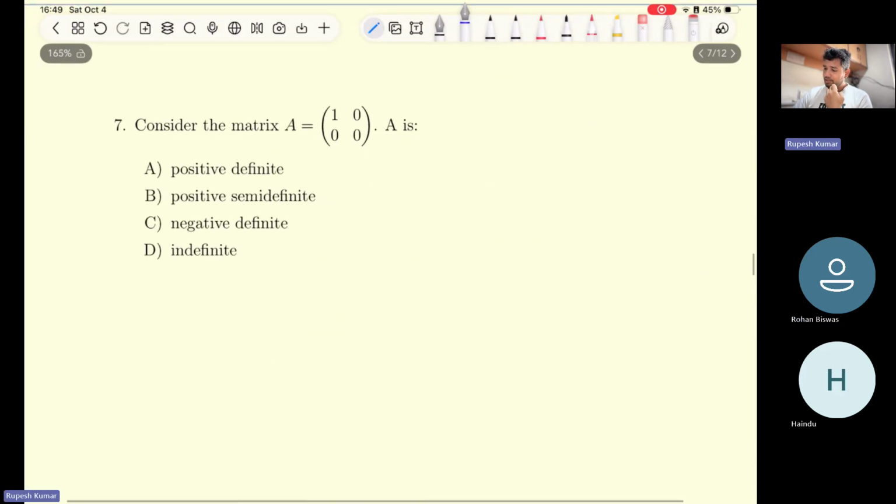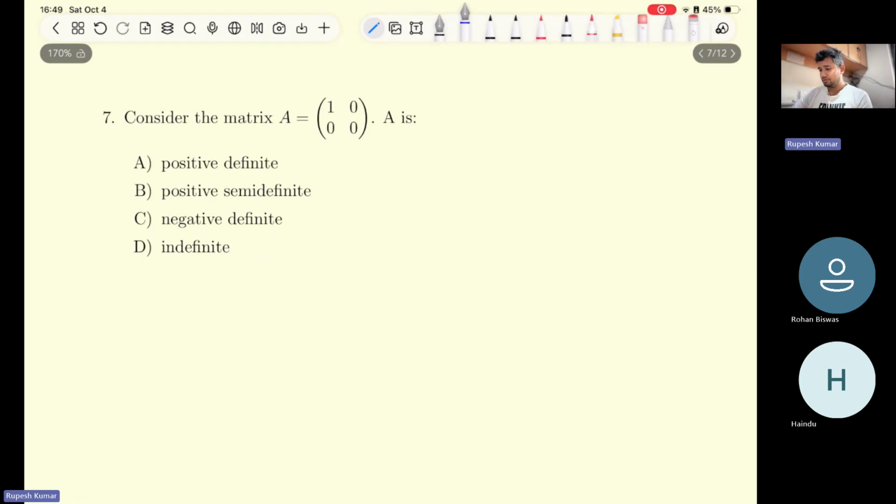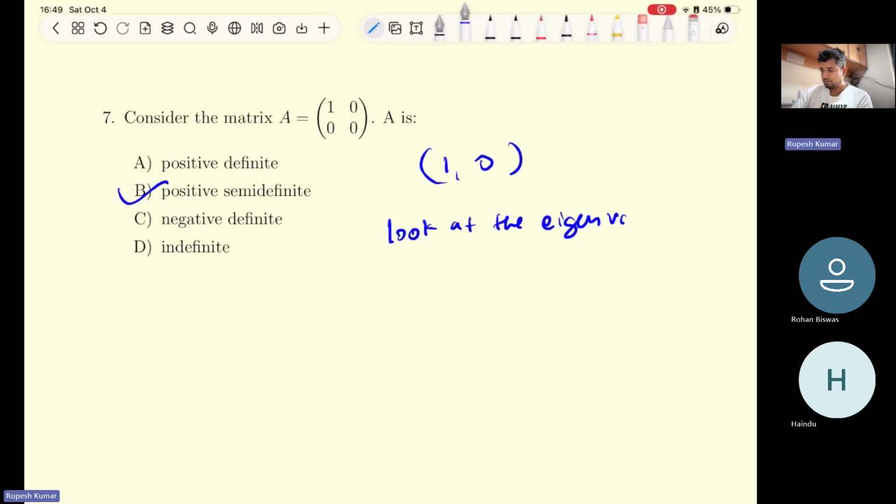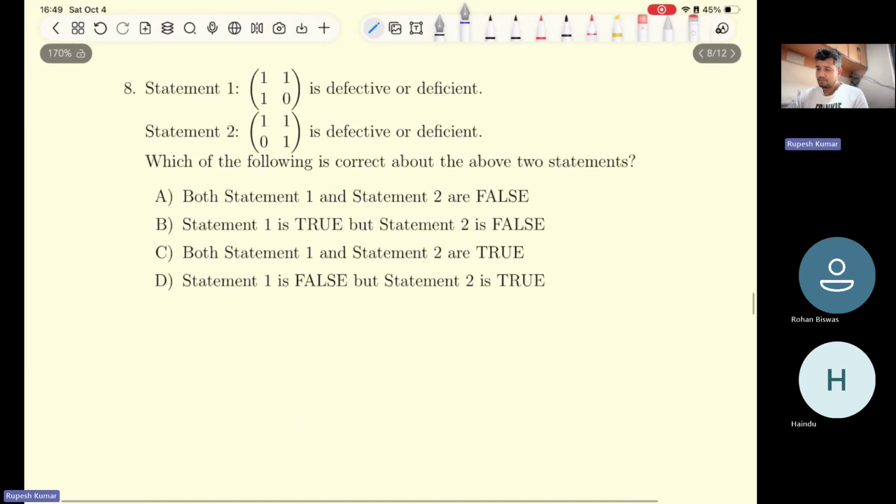Consider the matrix A. Is A positive semi-definite, negative definite, or indefinite? Again, what are the eigenvalues? 1, 1 and 0, 0, right? So what is the answer? Positive semi-definite. Look at the eigenvalues. Right. Now let's move on to the next question.